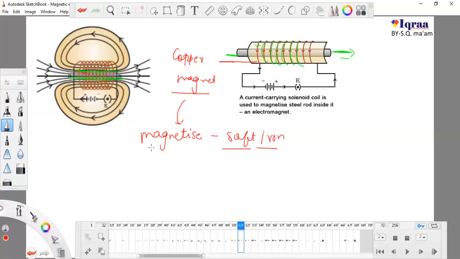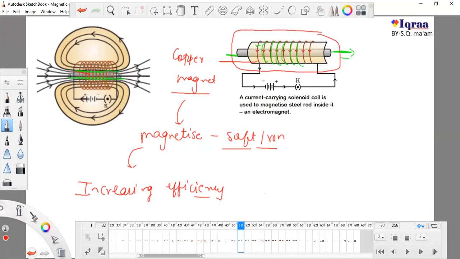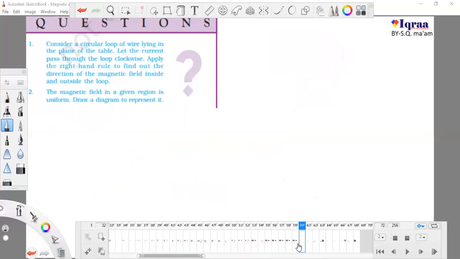So why are we doing this? We are increasing the efficiency. We are increasing the power of the solenoid by doing this. You can insert any type of rod or another type of steel metal. So this is how we can increase the efficiency.